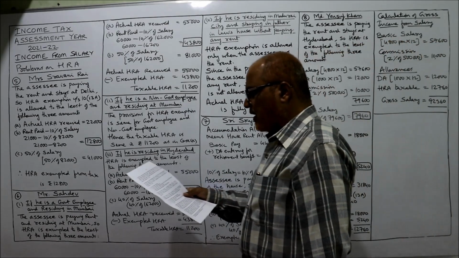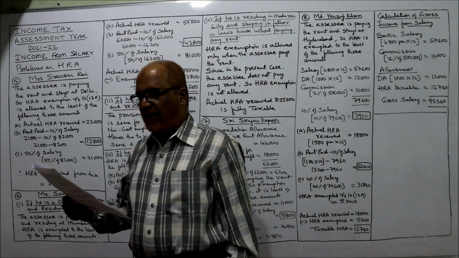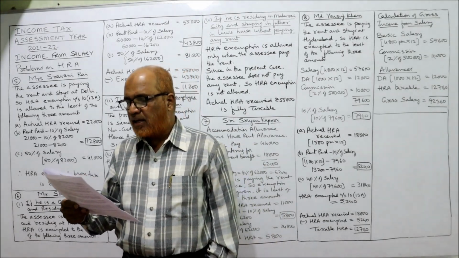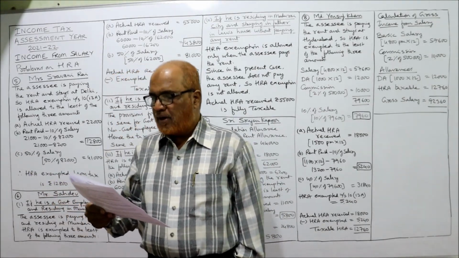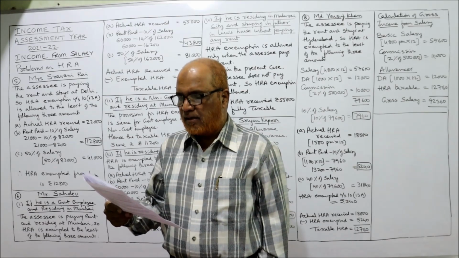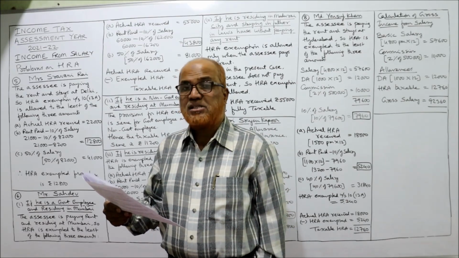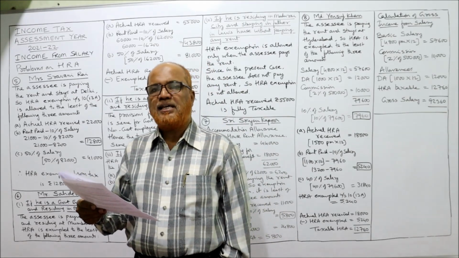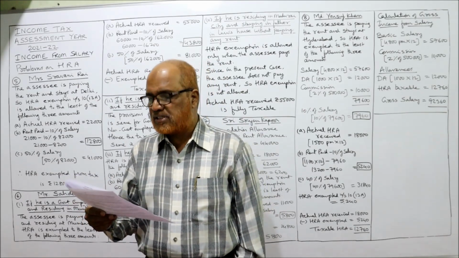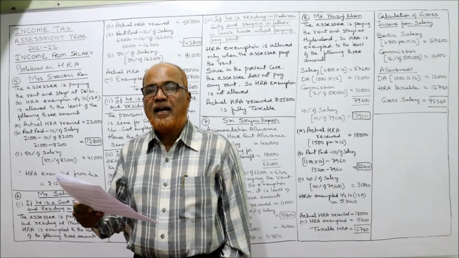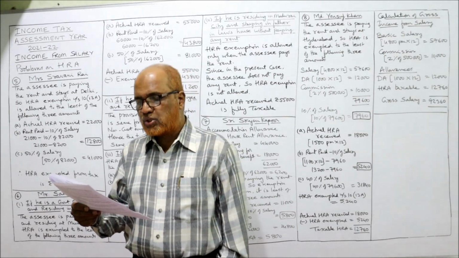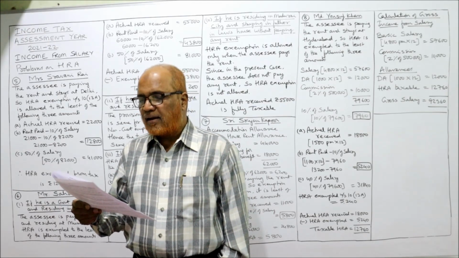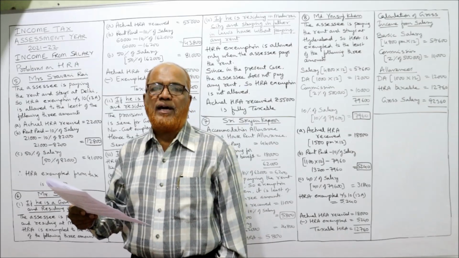Come on, see the 5th problem. Problem number 5. Mrs. Sravani Rai is working as a lecturer in Government College, Delhi. Her salary particulars per annum are as under: basic pay 82,000, DA, dearness allowance 38,000, CCA, city compensatory allowance 16,000, and HRA, house rent allowance 22,000. Rent paid by her is 21,000.